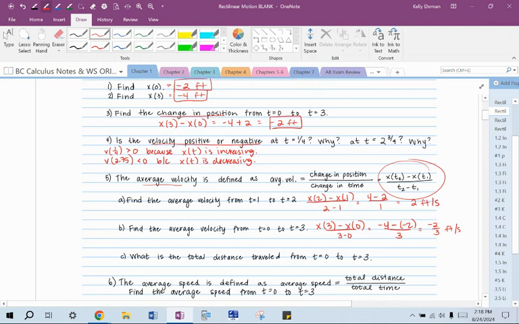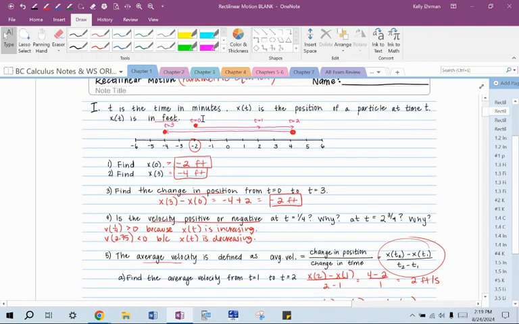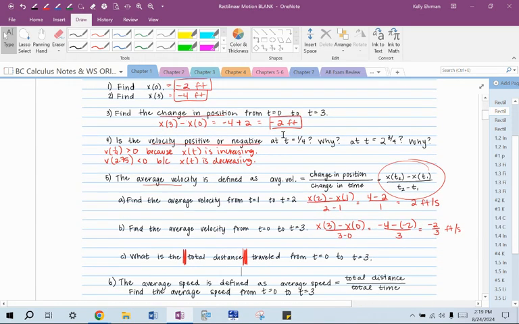What is the total distance traveled? So total distance, I always put absolute values around this phrase to remind myself. Total distance doesn't care about whether you're moving left or right. So I think of it as just absolute, take the absolute value of everything. So how far has this thing traveled from 0 to 3? From 0 to 2, the particle goes from -2 to 4. So that's 6 feet total that it traveled. So you're starting with 6.